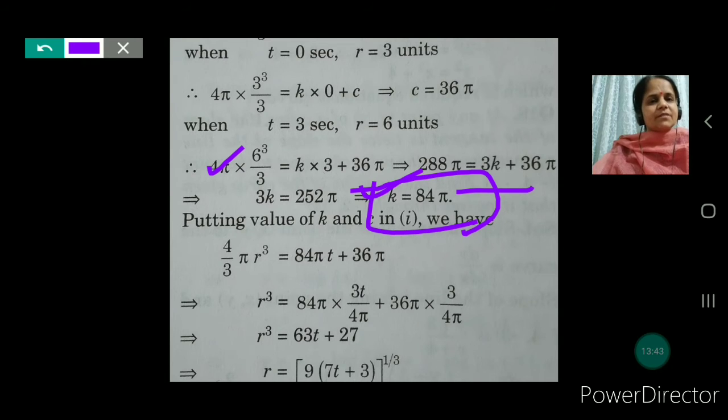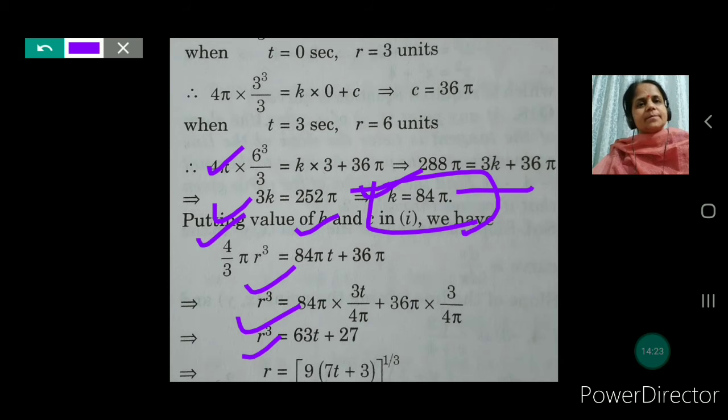84 pi. Putting the value of k in the first equation, you will get, student, 4 by 3 pi r cube is equal to 84 pi t plus 36 pi. Okay, so r cube is equal to 84 pi into 3t by 4 pi, and plus 36 pi into 3 by 4 pi. So here r cube is equal to, solve it, you will get 63t plus 27. So r is equal to, here 9 is common, in bracket (7t plus 3) whole power 1 by 3.